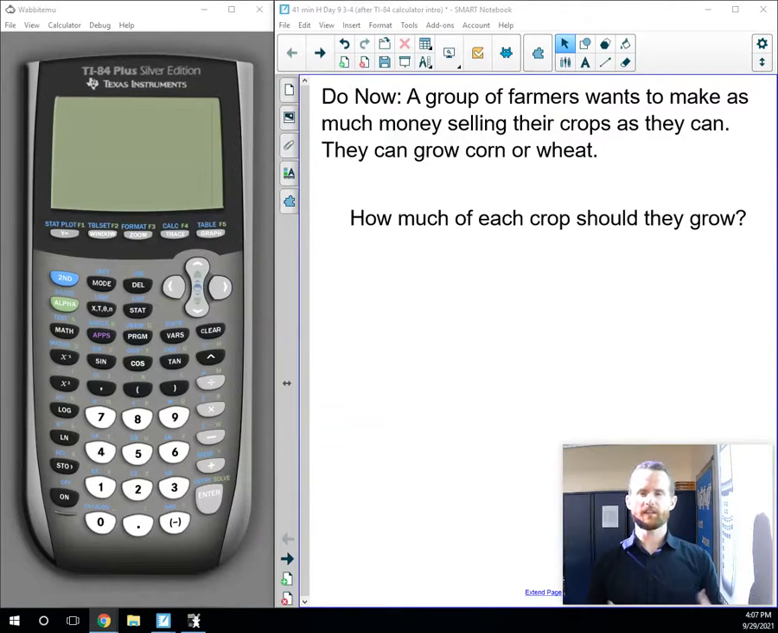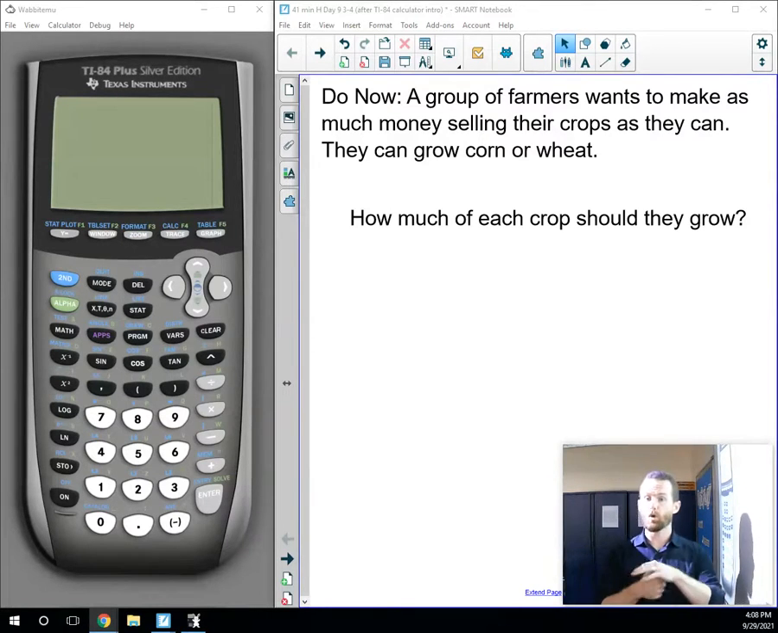So pause the video right here, give this problem a shot, come back when you think you have an answer. We're going to 3, 2, 1, let's go. It says a group of farmers wants to make as much money selling their crops as they can. They can grow corn or wheat. How much of each crop should they grow?